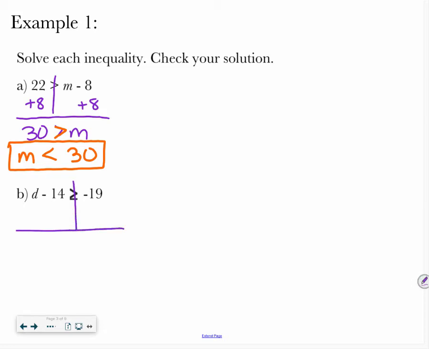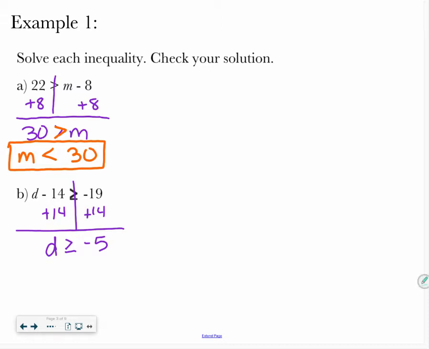Tee it up. I have d minus 14 is greater than or equal to negative 19. So what I'm going to do, I'm going to add 14 to both sides. So I now have d is greater than or equal to negative 19 plus 14, which is negative 5. Okay.